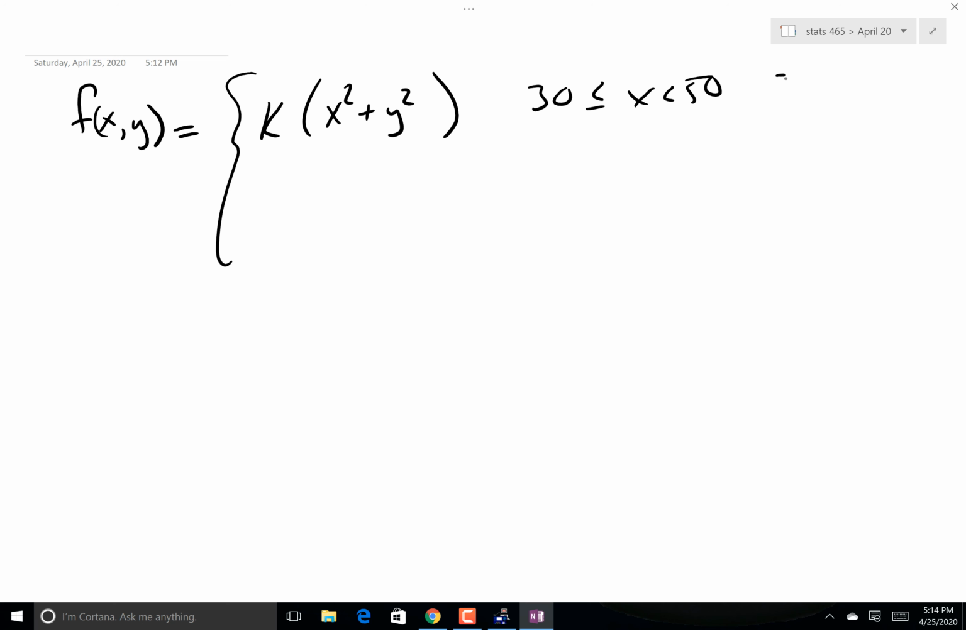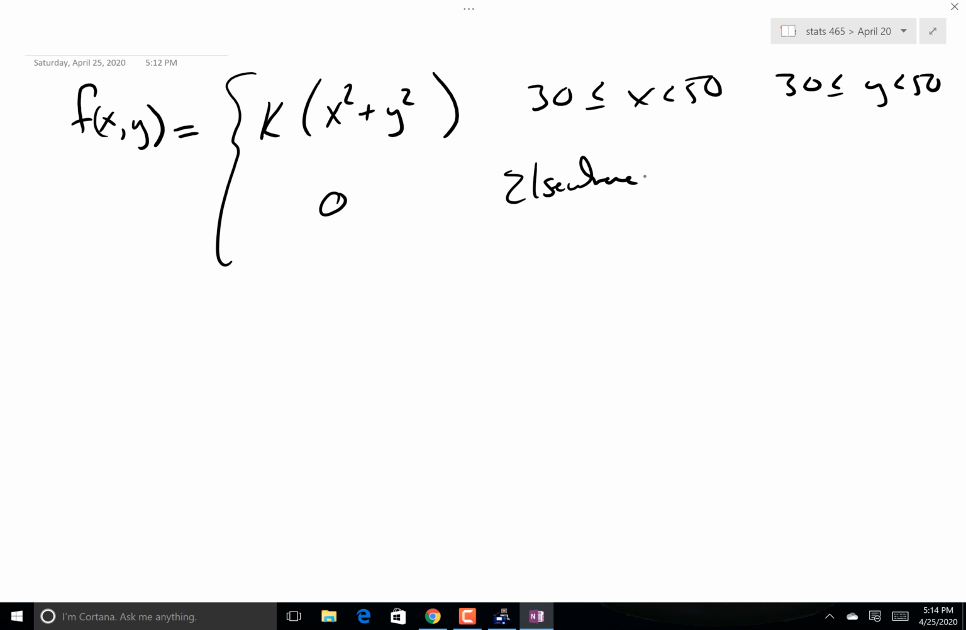And 30. Notice that they did not put an equal sign on the 50. Here's a question. Does it matter? And the answer is no. We all know that when we are integrating, whether it equals that value or not is not important, because the integral actually happens at the limit as you approach that value. Okay? So here it is.